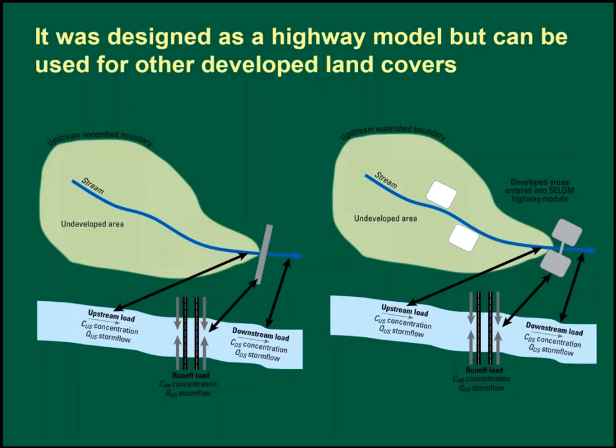This slide shows on the left SELDM, which is what's called a lumped parameter model, where you have an upstream watershed and a stream that comes to a point, and at that point you would have your highway. At that highway, you look at your mass balance, where you have your upstream loads, which are concentrations and flows, your runoff loads, which are concentrations and flows, and then your downstream loads and flows, which are the sum of the components. Your downstream concentration is the load divided by the downstream storm flow.